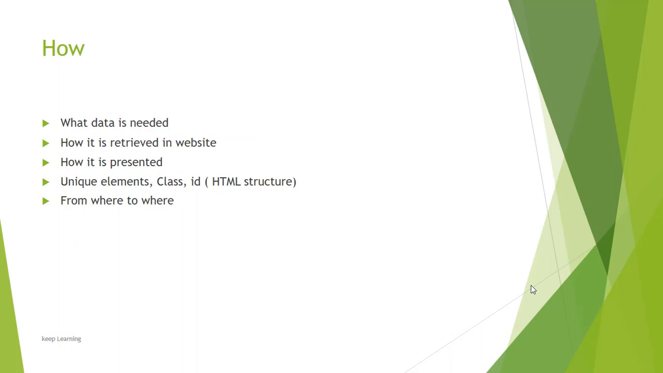So how do you scrape a website? Basically, to scrape a website, first you need to know what is the data you need out of a website. It could be a number, some characters, some words, and so forth. What is the exact data you need from a website? Then, how is it retrieved in the website? How does the website retrieve the data?